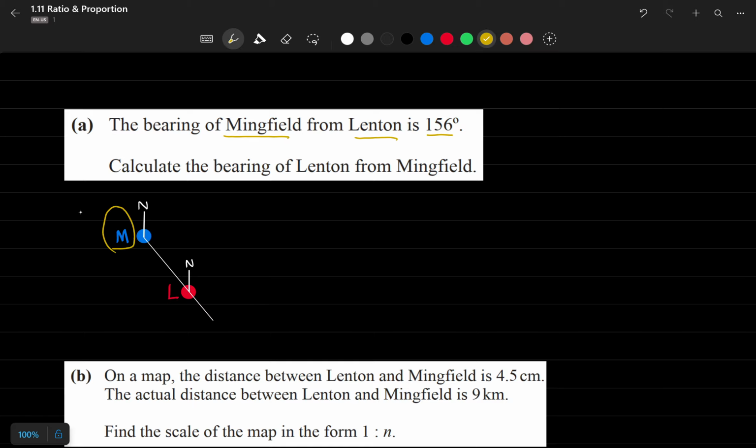Let's just say this is M and this is L, and the bearing of M from L is equal to 156 degrees. Calculate the bearing of L from M. We are given the bearing of M from L, and we have to find the bearing of L from M.